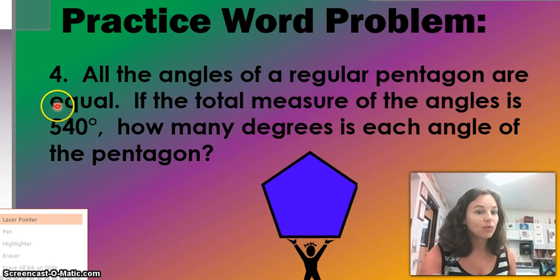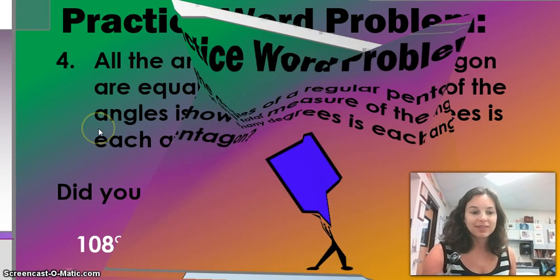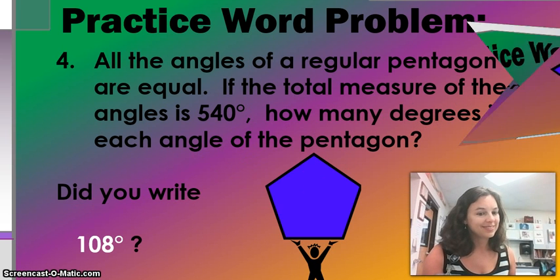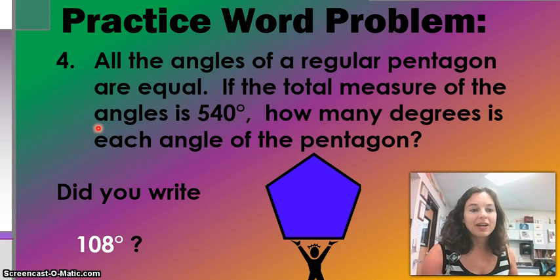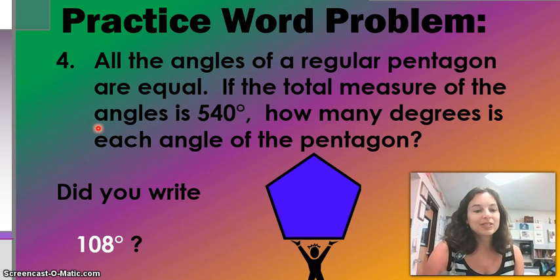5 will go into 5 one time with nothing left over. 5 won't go into 4, so that will be a 0. And 5 will go into 40 eight times. So our answer would be 108 degrees. Is that what you said? If so, give yourself a pat on the back. If not, make your corrections and we'll move on.